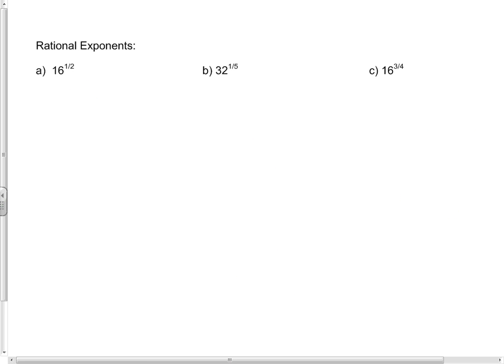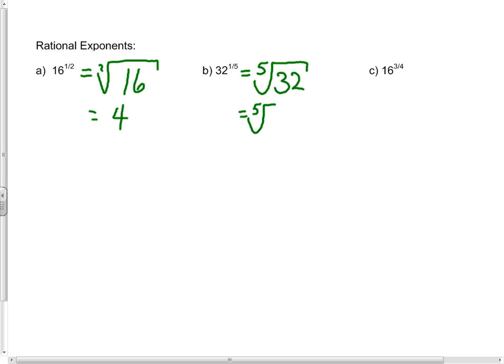16 to the 1/2. Halves are nice because we know square roots. So you can write it like that, or you can put the little 2. Answer is 4. 32 to the 1/5. Fifth root of 32. Notice these are all really pretty. I want something that when I multiply it by itself 5 times, I get 32. And just coincidentally, 2 times 2 times 2 times 2 times 2 is 32. 16 to the 3/4. The 4 means fourth root.